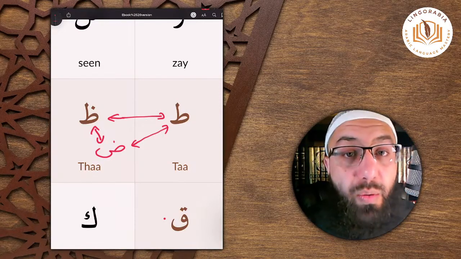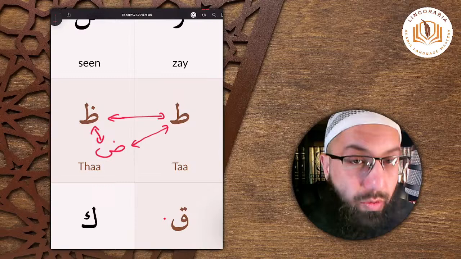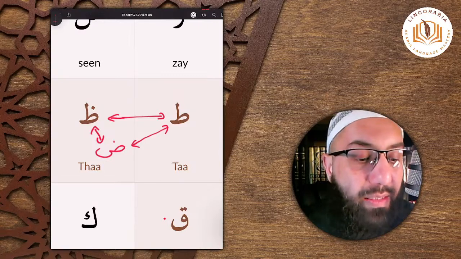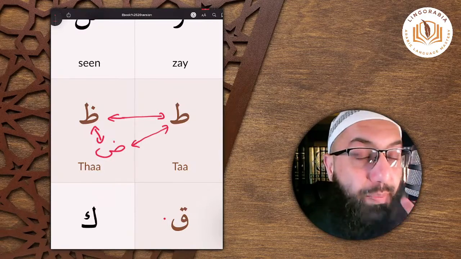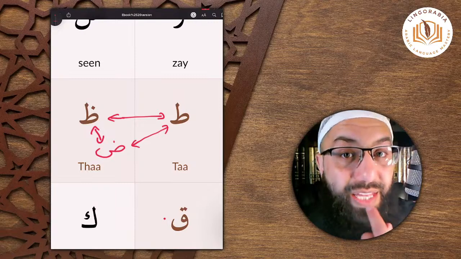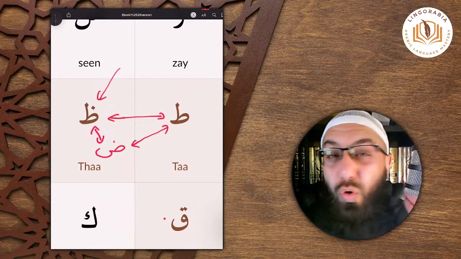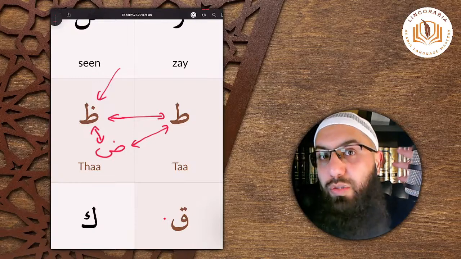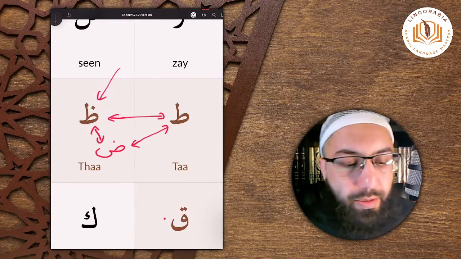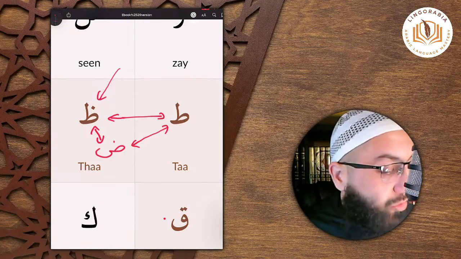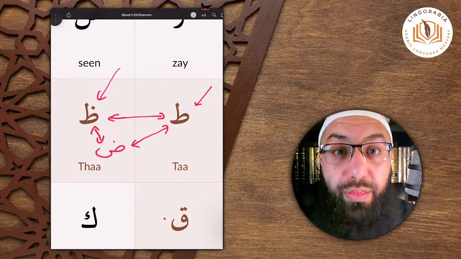You don't say wala dhalin. You hear sometimes people saying wala dhalin. That's because they put their tongue between their teeth, and then you get the dha sound. So you have to pull back your tongue more. If you pull it back slightly, you will get the ta.